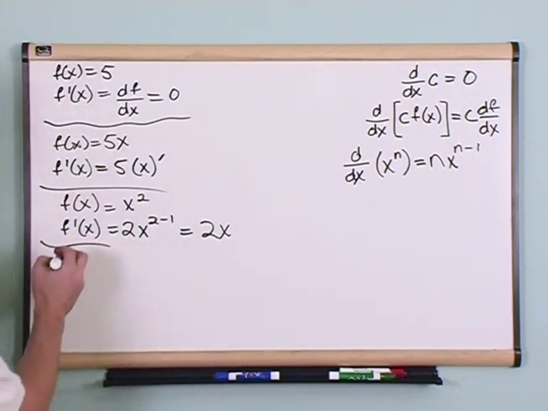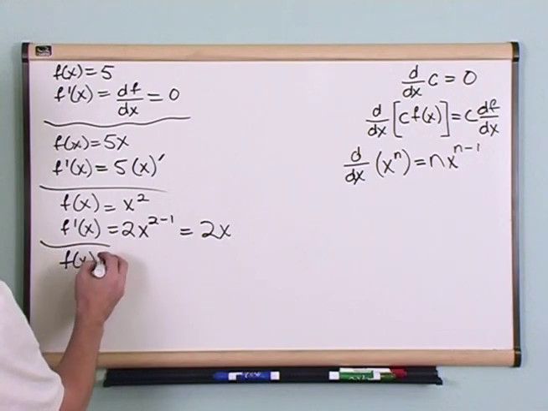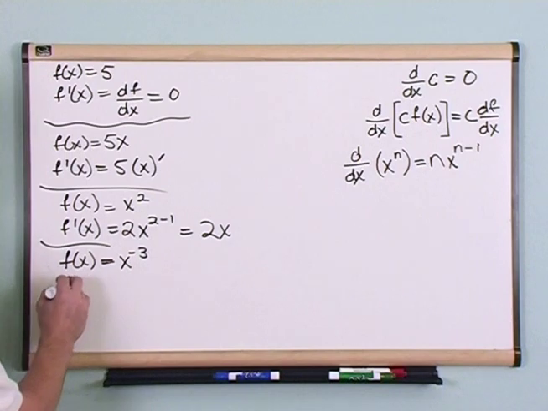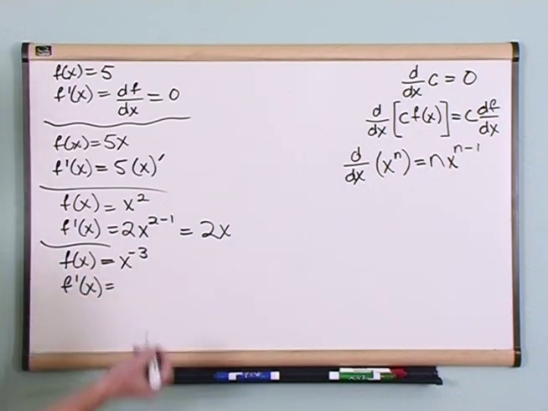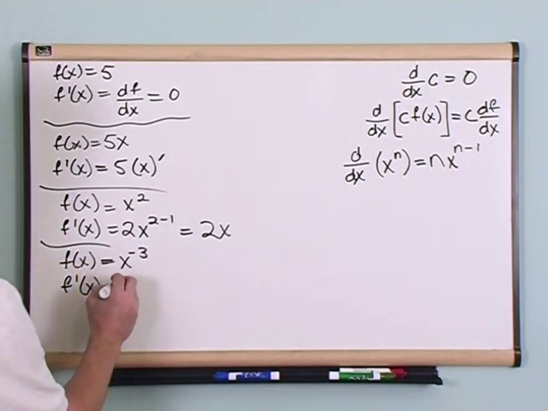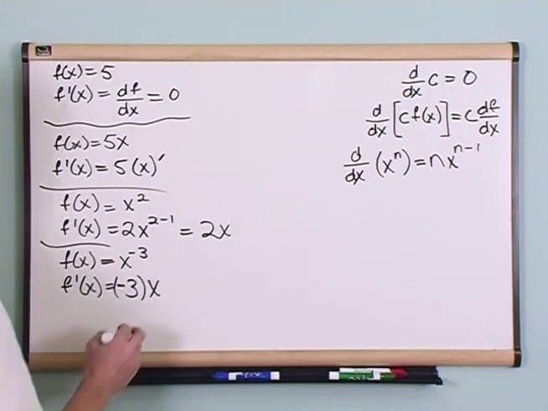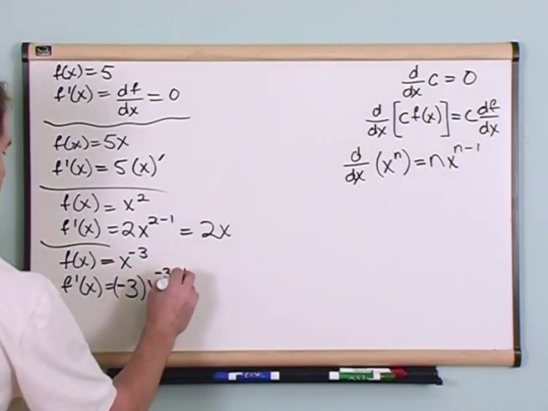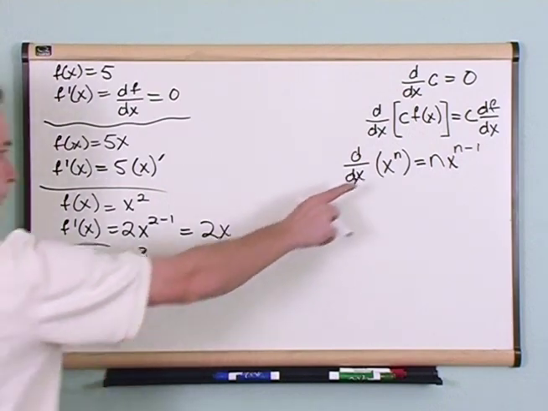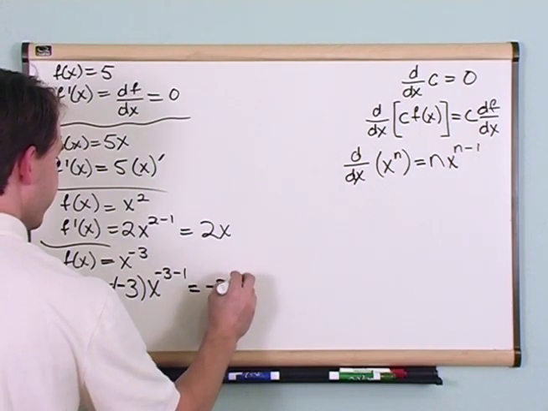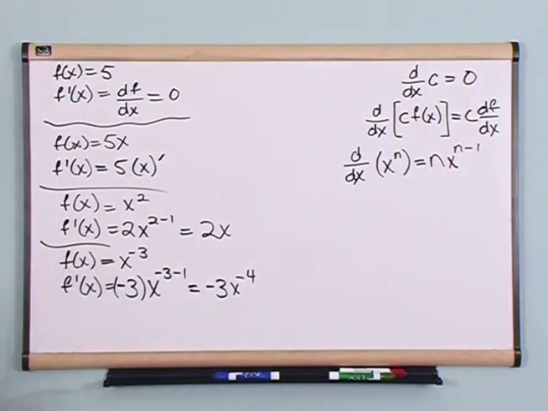Another one, just to practice it. If you have f of x equals x to the minus 3, then how would you take the derivative? f prime of x equals, take the exponent, in this case, negative 3. Here I'm going to put parentheses around it just to be clear. It's negative 3 times x to the negative 3 minus 1. It's the same formula. Negative 3, you subtract 1 off. So you'll get negative 3 x to the negative 4. Okay? Easy, easy, easy, right?